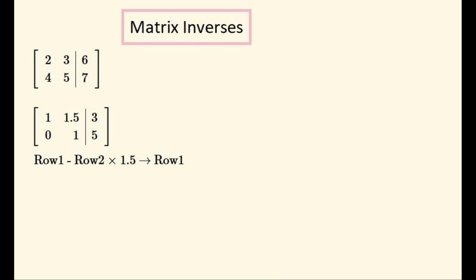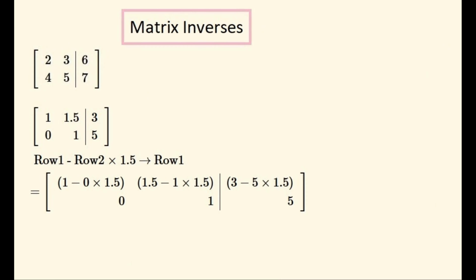The next row operation is to eliminate the 1.5 from this matrix. We'll do this by subtracting 1.5 times the second row from the first. And so we'll write this row operation out in full. You should be able to see how this particular element is going to be set to be a 0. So this is the solved augmented matrix.